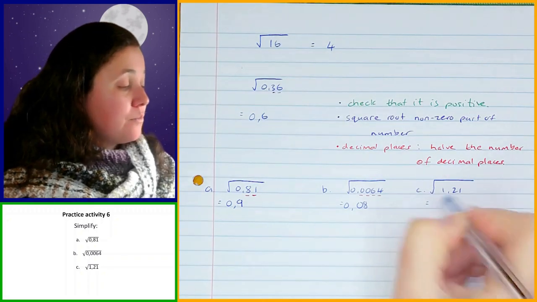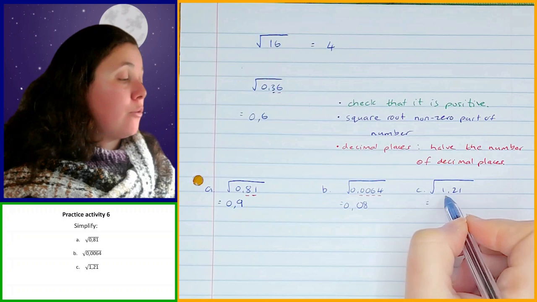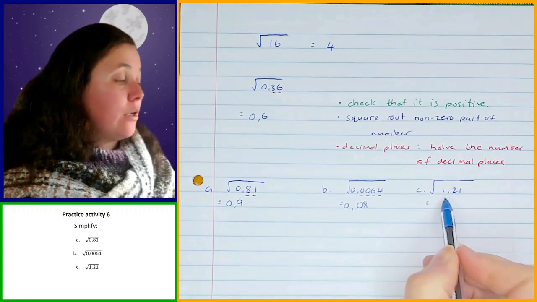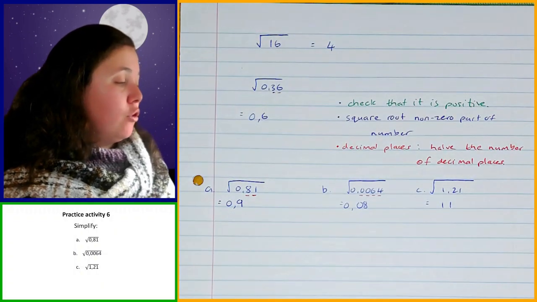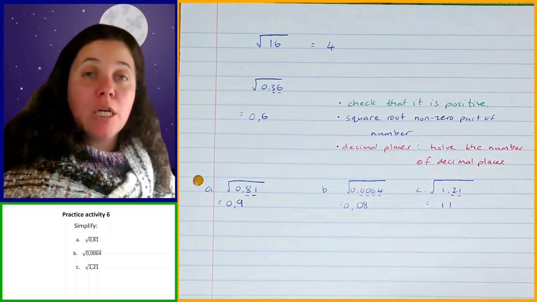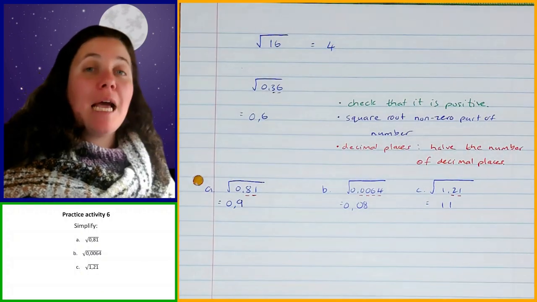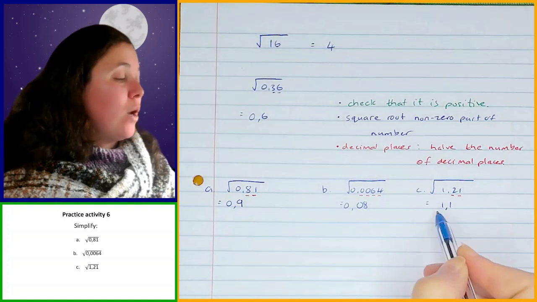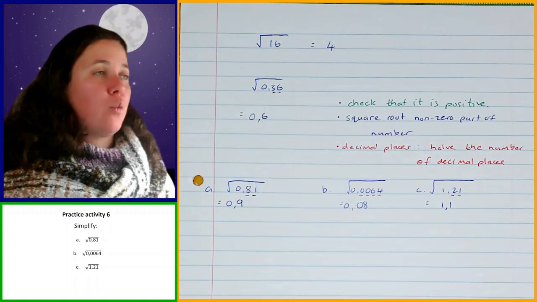Then for question C, again, it's positive, so I don't have any problems there. Now I'm going to square root my non-zero part, which, if you just take out that comma, looks like the number 121. That is what we are now square rooting, 121. If we square root 121, we get 11. Now let's have a look at our decimal places. I only have 2 decimal places in this one. So when I square root it, I should have half of that, which is only 1. But now my answer has 2 digits, which means I need to put my comma in the right place so that I only have 1 decimal place. So my comma has to go in between the 2 ones. So it's 1,1, not 0,11 and not 11. For question C, that is what you should have got, 1,1.